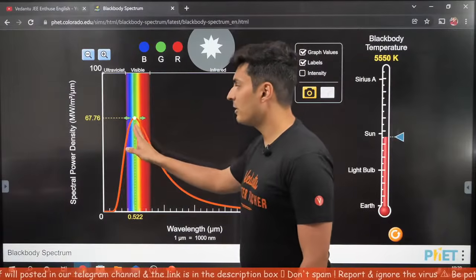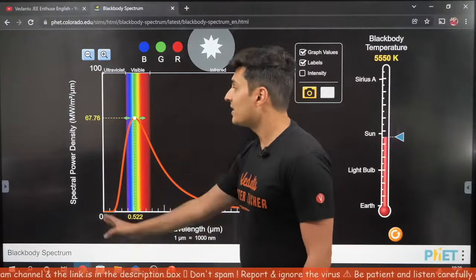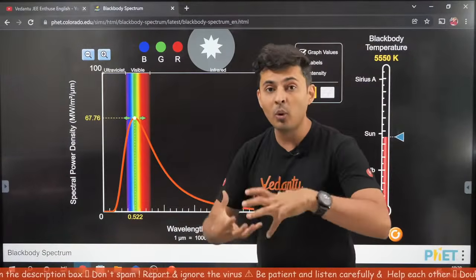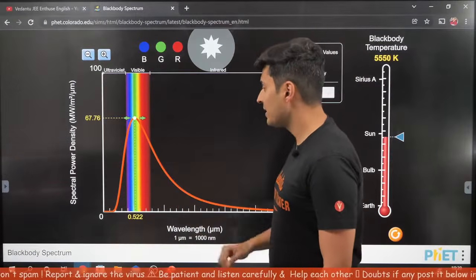So there's a particular wavelength which dominates other wavelengths. You can see this x-axis is wavelength, y-axis is how much energy is there in that wavelength. More the energy, more the dominant the wavelength is. So other wavelengths are less dominant.